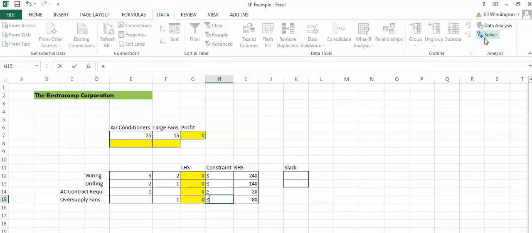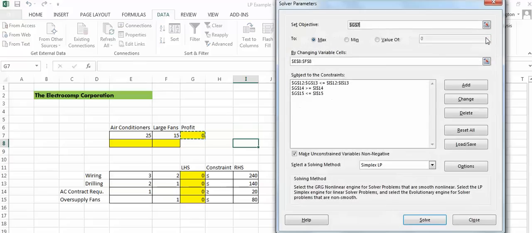Maybe. Okay, let me try this one more time. It's not working. Okay, there we go. So I'm just going to clear these out so we can start up fresh.